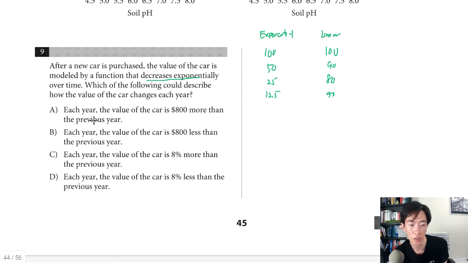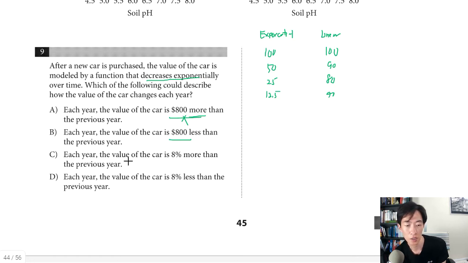Choice A, each year the value of the car is 800 more than the previous year. So wrong on 2 counts. This is more, so that's an increase. And also, given that the amount is constant, in other words, every year it goes 800, that means it's linear. Choice B, each year the value of the car is 800 less than the previous year, so the less part is right, but if we're decreasing by the same amount, that's a linear decrease, not an exponential decrease.